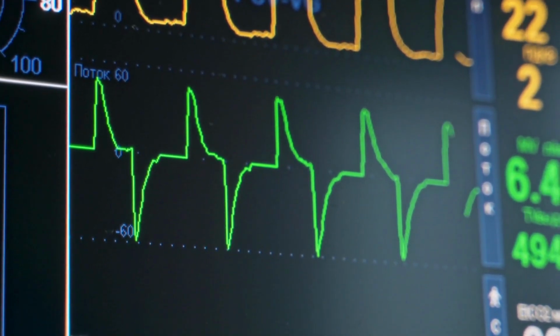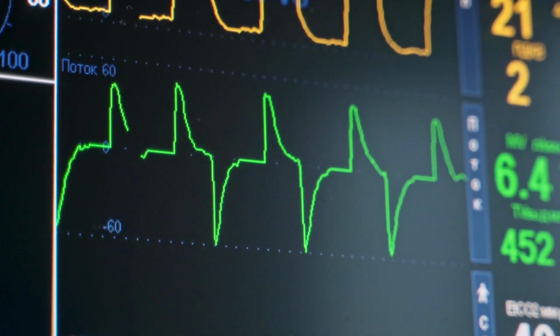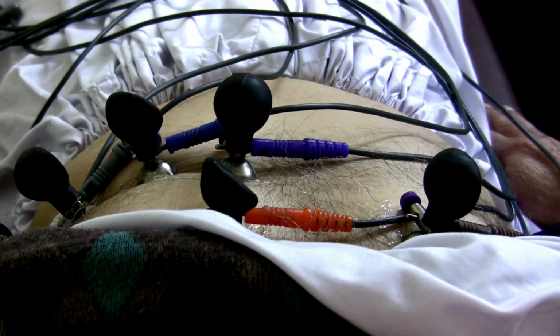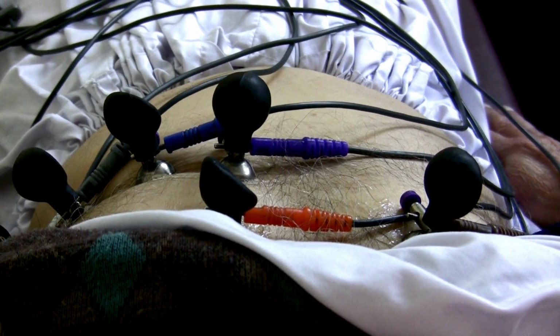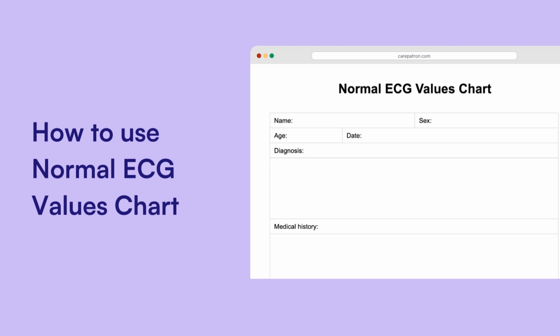However, it's important to remember that each patient's heart is unique. Factors like age, gender, and medical history can influence ECG readings, meaning that what's normal may vary from person to person. Sometimes further testing or specialized evaluations are necessary to get a complete picture of the patient's heart health.